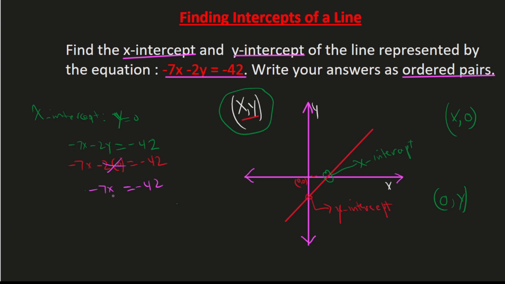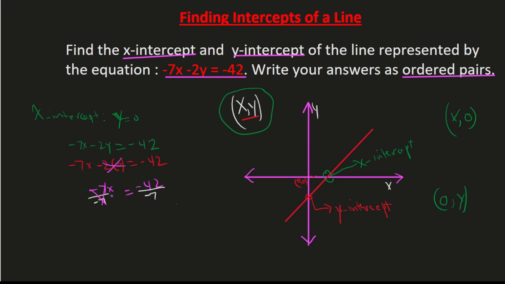Now, to solve this equation, we divide by the coefficient of x, which is minus 7. Whatever we do on one side, we should do on the other side. This is minus 7, and I like to write my fraction line between the equal sign. So we get minus 7 over minus 7. That's 1, and I have x left.